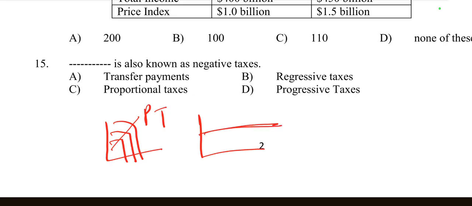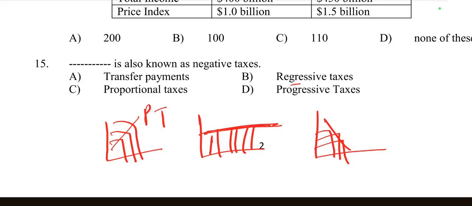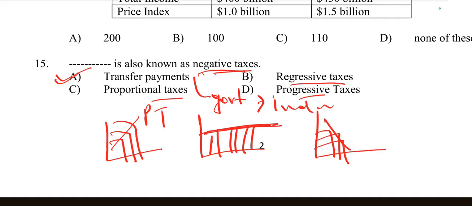Proportional means the same for all, like an indirect tax, the same for all people within the same range. And regressive means the opposite: when income rises, the tax rate decreases. So these are the different concepts of tax. But what is known as negative tax is called transfer payments. Transfer payments are often referred to as negative tax because they involve the government providing money to individuals. Transfer payment means the government transfers money to individuals or the public.